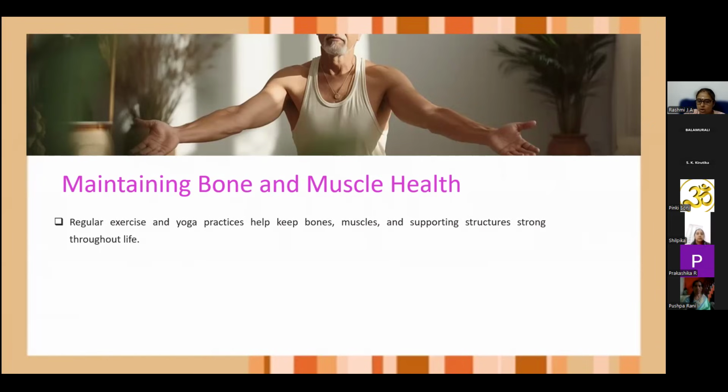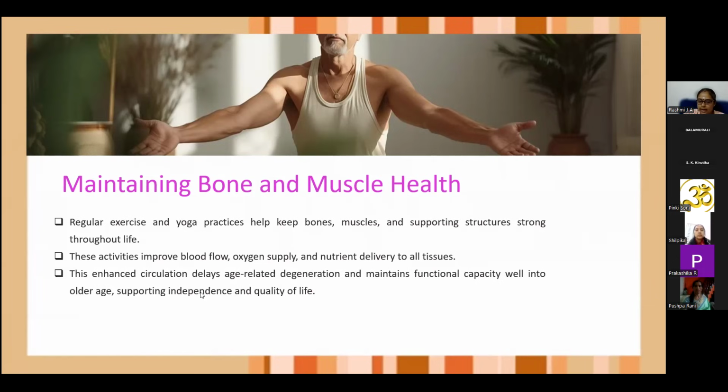Then regular exercise and yogic practice help keep bones and muscles, the supporting structure, strong throughout life. This will enhance blood flow, oxygen supply, and nutrient delivery to all tissues. This enhanced circulation delays age-related degeneration, maintains functional capacity well into older age, and supports independence and quality of life. So you can also see a few examples of older people who are still very good, and if you ask, they might have been doing simple yoga practices from their earlier age.